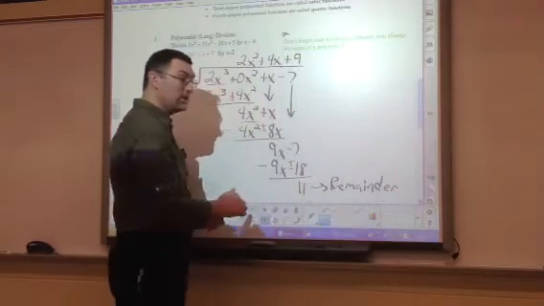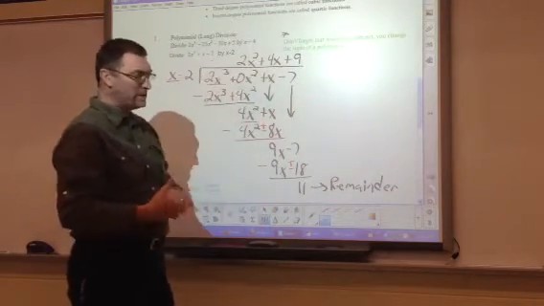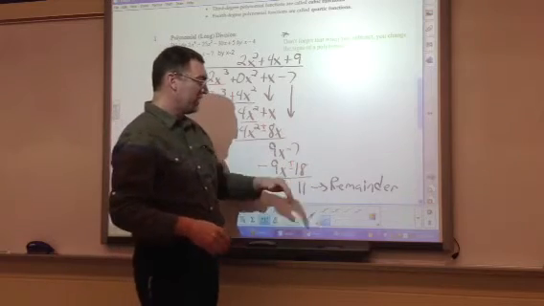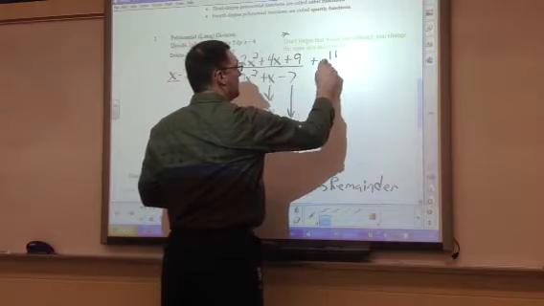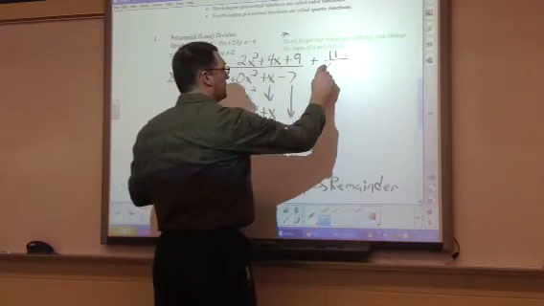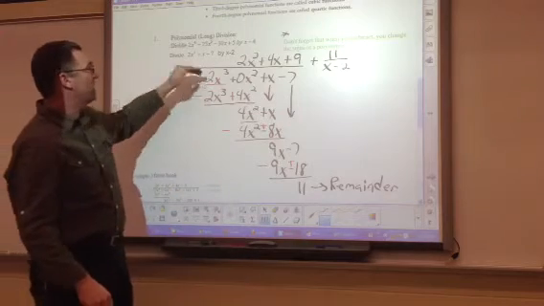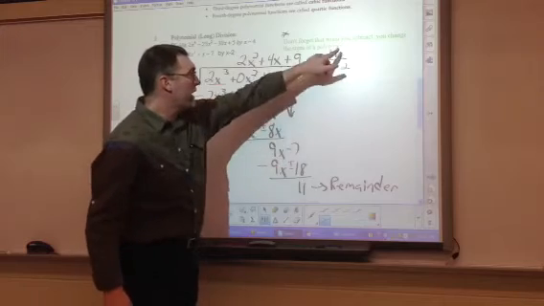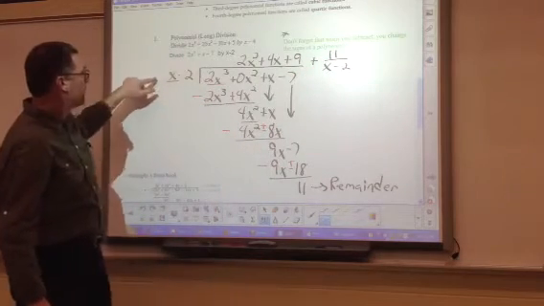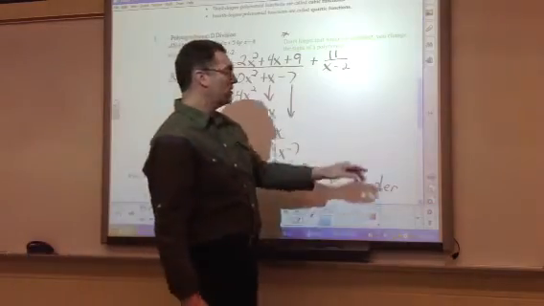If this number was 0, that means that x minus 2 would be a factor of that. But since it's 11, it's not a factor. But then I'm going to say plus 11 over x minus 2. So that would be my final answer, that when I divide here, I'll get 2x squared plus 4x plus 9 plus my remainder over the divisor here. Okay, so there's long division.